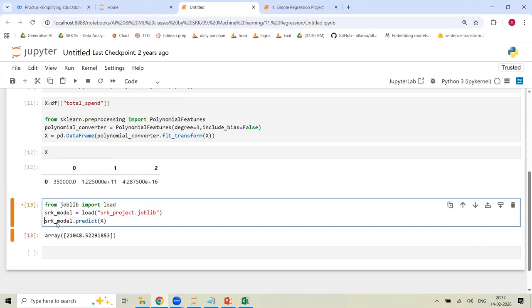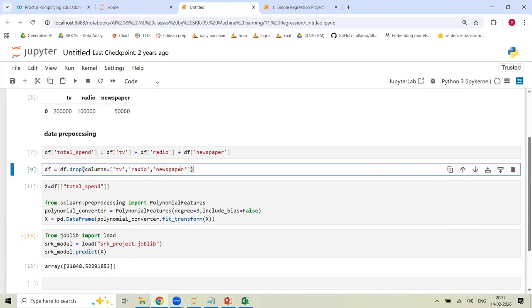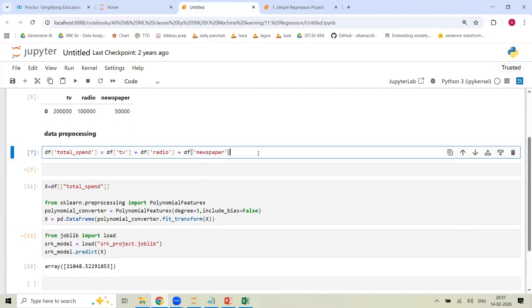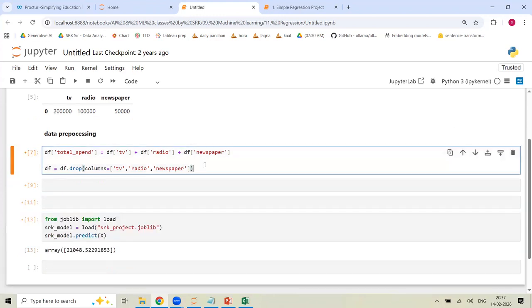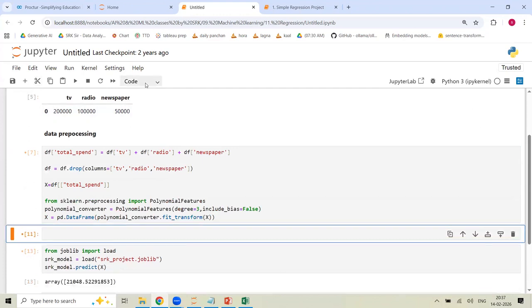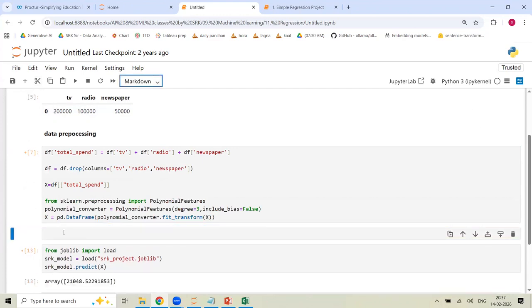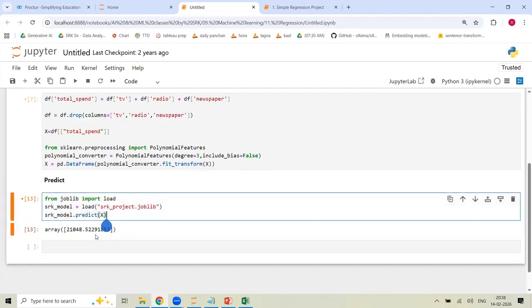Is the point clear, everyone? Yes or no? So first you have to do the data pre-processing. For the future data also, the common data pre-processing you have to do. After doing the data pre-processing, then you have to apply the model.predict. So first you have to load the future data, process the future data, then predict on the future data. 3 things you have to do. Directly don't apply the model.predict. In between, this one is there. Like this, you are going to predict the output.